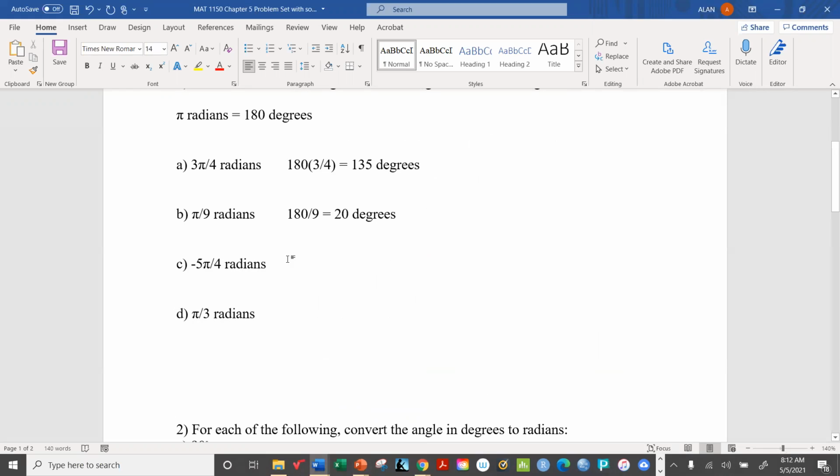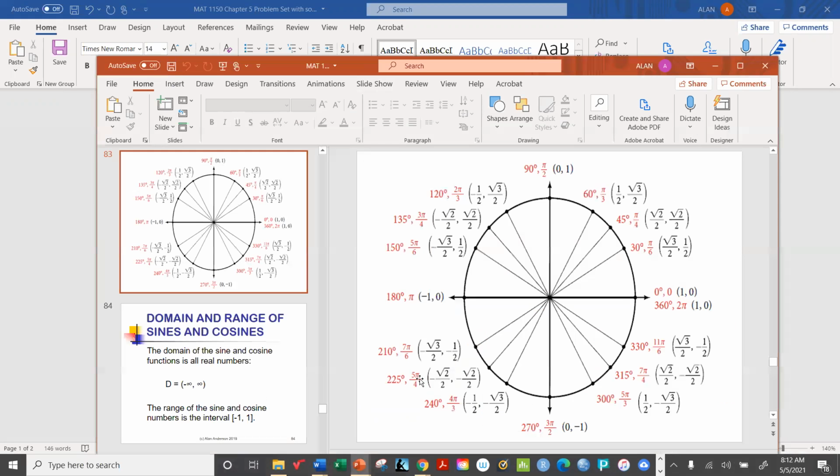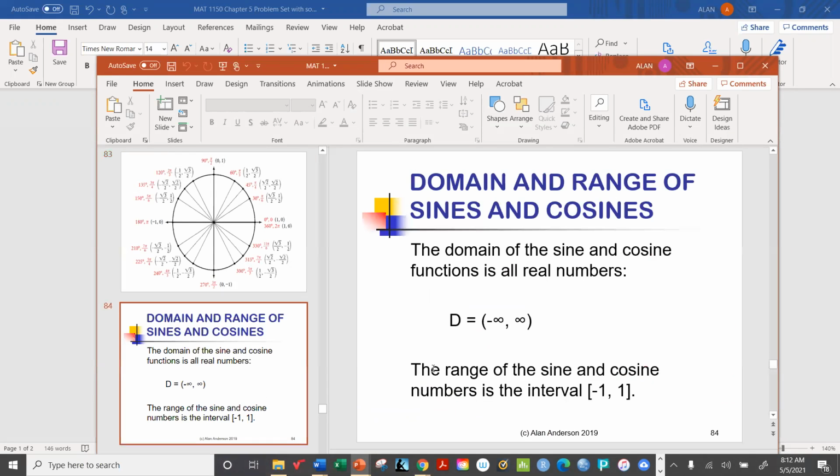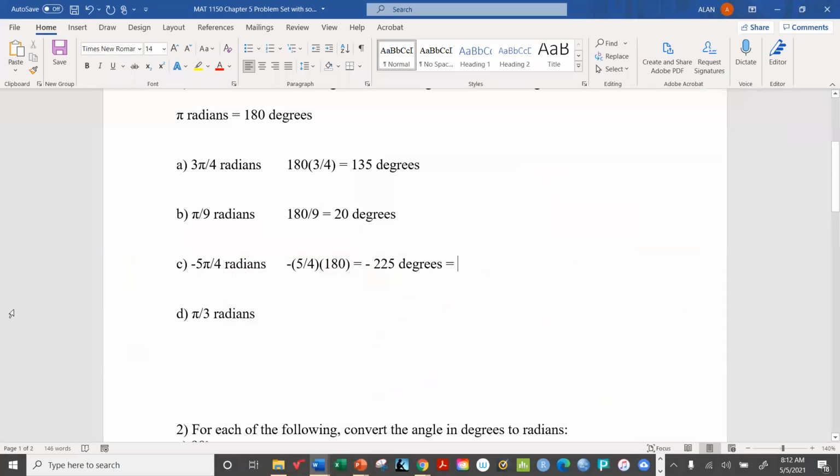Now something like this. Well, let's do it the way we've been doing it. Minus 5/4 times 180 is actually minus 225 degrees, which is fine. But we usually try to express angles as a positive number. So if we look at this unit circle, minus 225. Now you see what they've done here is they've left off the negatives. So we'll have to do this ourselves. So here's how this works again.